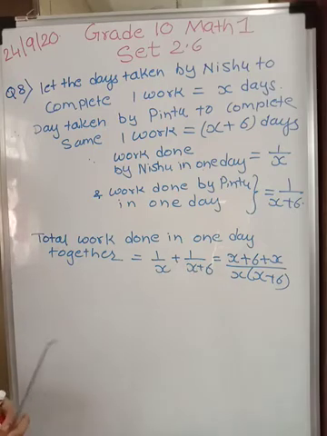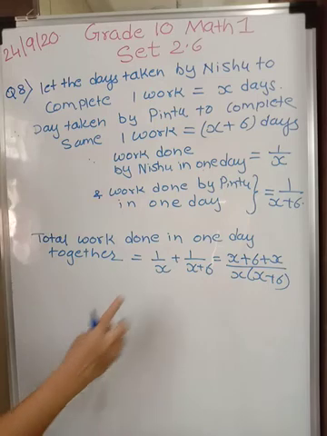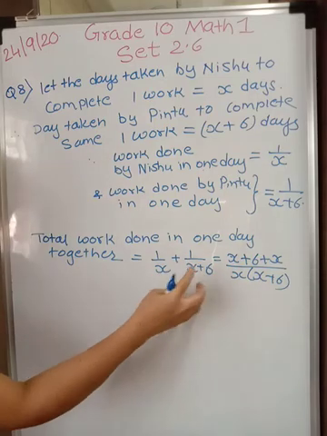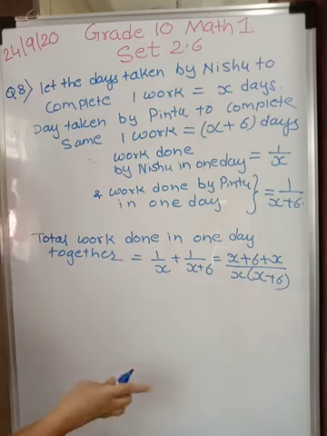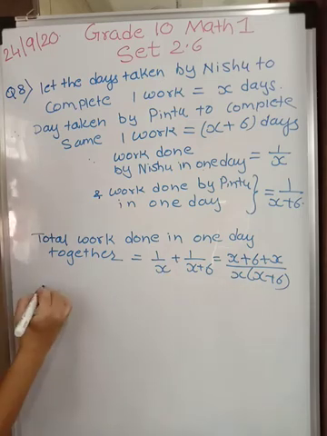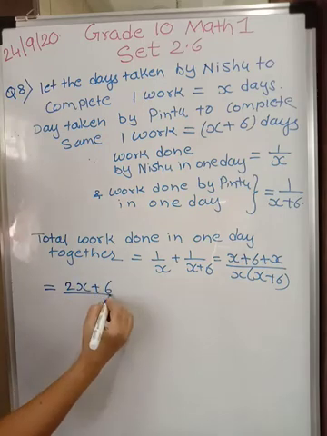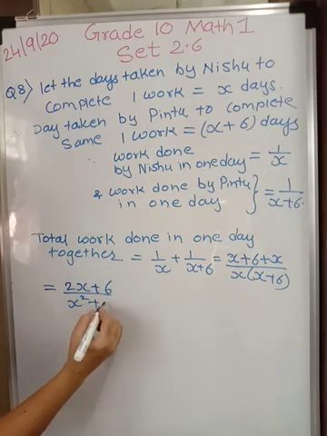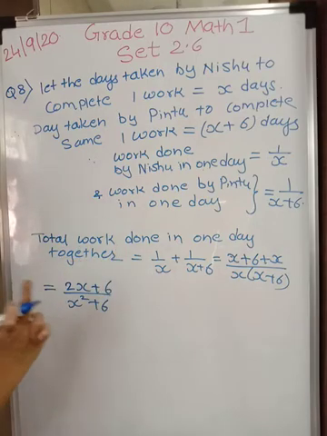Let us calculate this. If we cross multiply, X into 1 will be X, X plus 6 into 1 is X plus 6, and this will be multiplied. So what we get over here is X plus X, which is 2X plus 6, upon X square plus 6X. Now what is this? We got the total work done by them in one day.